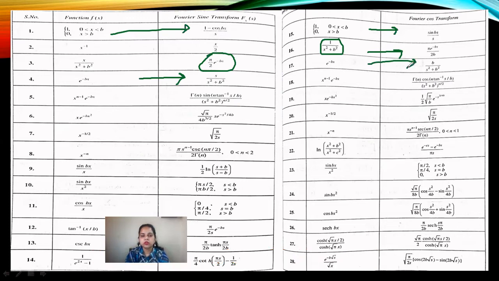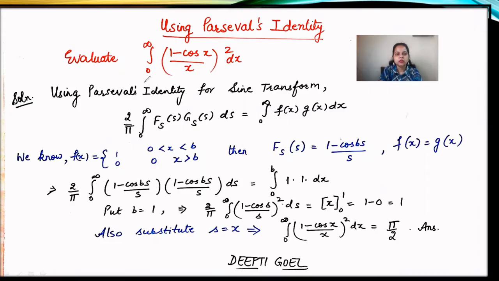So I would recommend that you learn some of these functions and their results for the Fourier sine and cosine transforms, so that you are able to apply the Parseval's identity on the numericals. So let's look at the numerical related to the Parseval's identity.